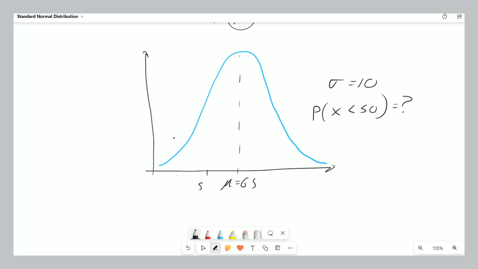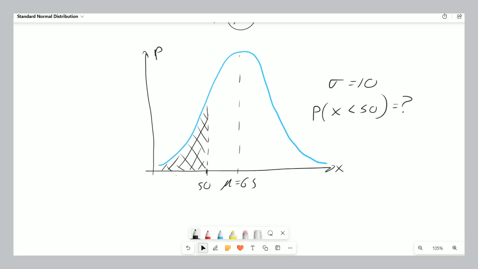Well, that is going to be the area under the curve below the point x equals 50. Now, this is not exactly an easy shape to calculate the area of. But lucky for us, someone already calculated a bunch of areas under the curve for the normal distribution, and we can just go to that table and look up the areas that we need.